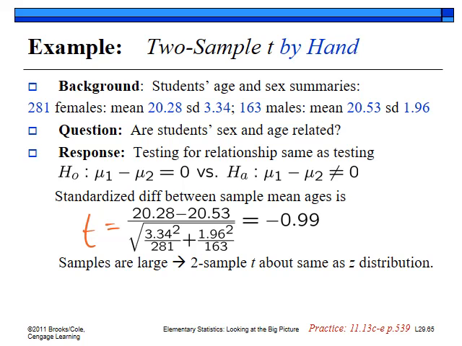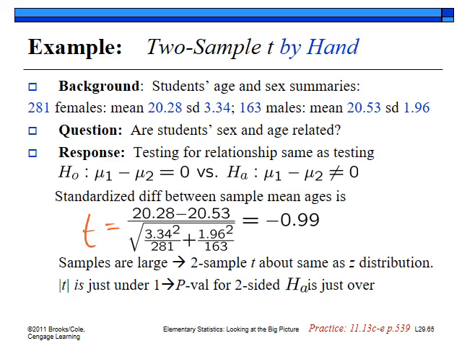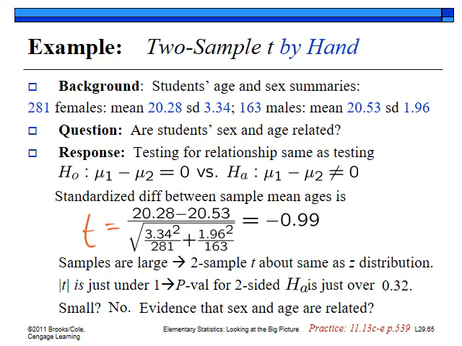Because these sample sizes are big, we can use the z distribution. Since t is close to -1, the area in the tails farther from the mean than t would be the area of the tails for z equals +1 or -1. I know that the area between +1 and -1 on the standard normal distribution is about 68%. So that means the area in the tails is around 32%. Is that a small p-value? Nope. So do we have evidence that sex and age are related? No.